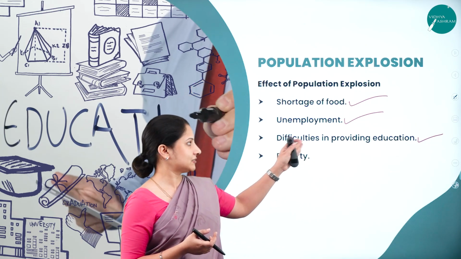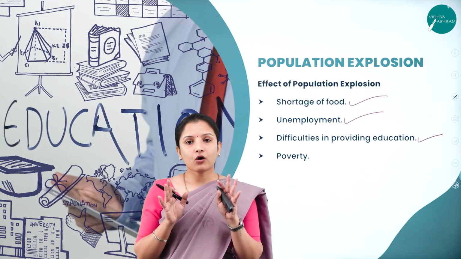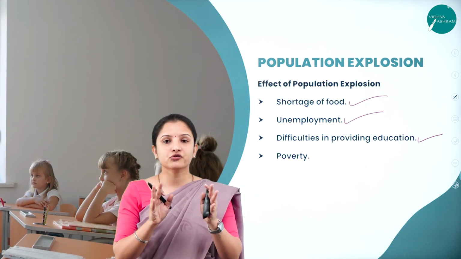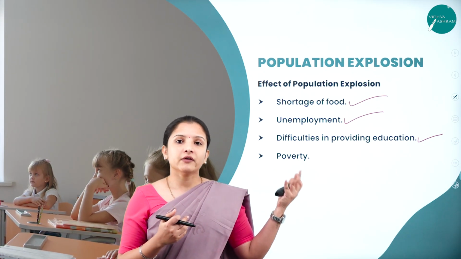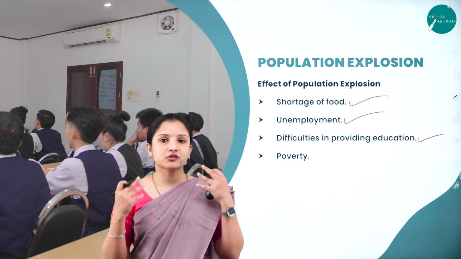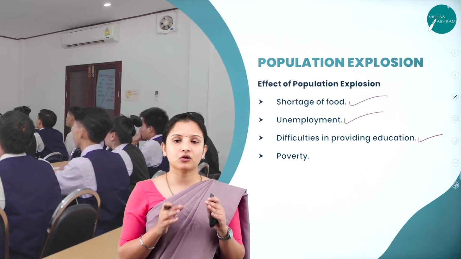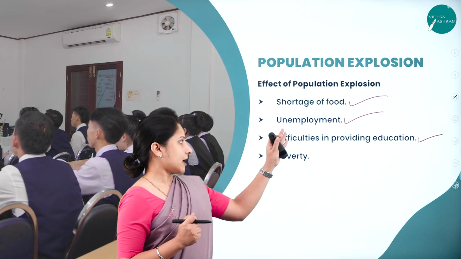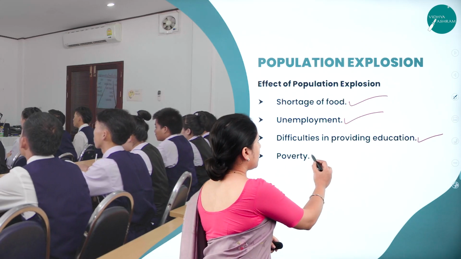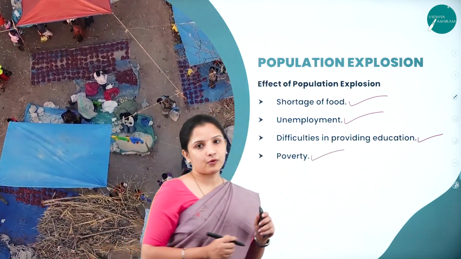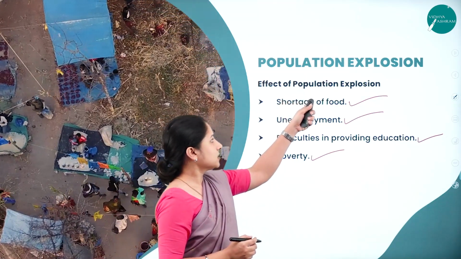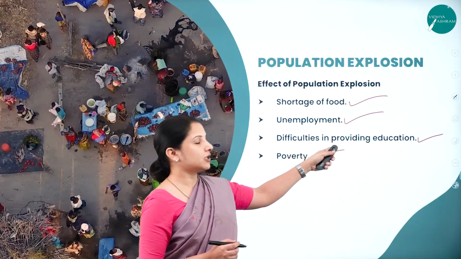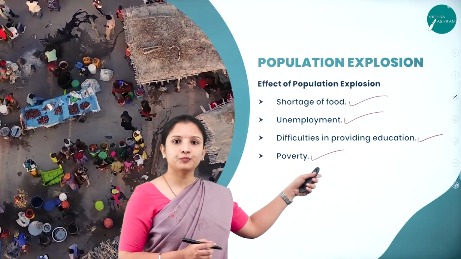This is the best example. Not just that, in a school there will be a limit on how many students you should put in a classroom. So where will the other kids go? If there is too much population of youngsters or kids of that particular age, it will create a problem for education also. And it will also bring about poverty. So all these will cause poverty, especially unemployment and difficulty in providing education.